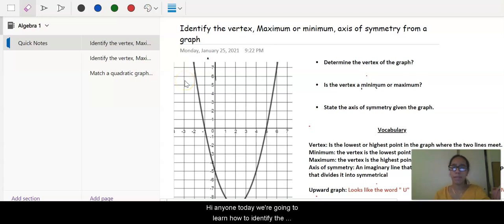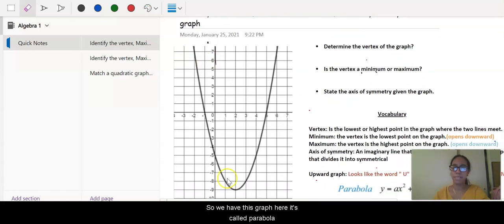Hi everyone, today we're gonna learn how to identify the vertex, the maximum or minimum, and the axis of symmetry from a graph. So we have this graph right here. This is a parabola. We also call this a quadratic function. So the first question is to determine the vertex of the graph. But first we have to know what vertex means.